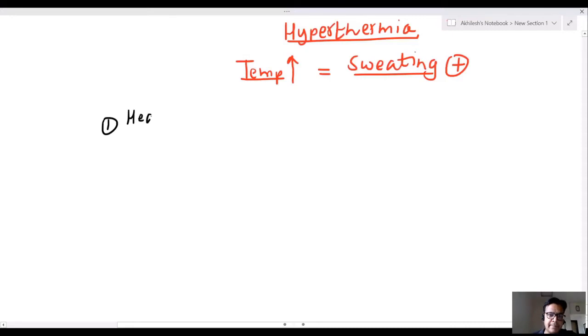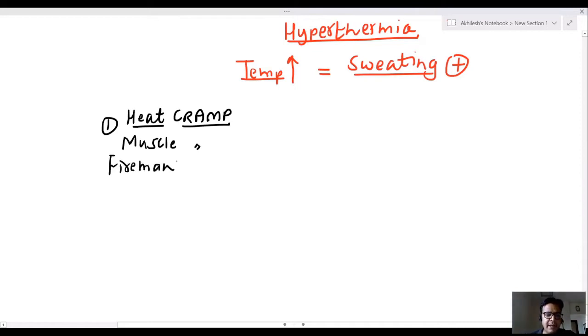First is heat cramps. So actually, you are in heat and you are having muscle cramp. This is known as heat cramp. These are also known as fireman cramp or miner's cramp, because the people who are working in a mine may get cramps. These are actually muscle cramps.